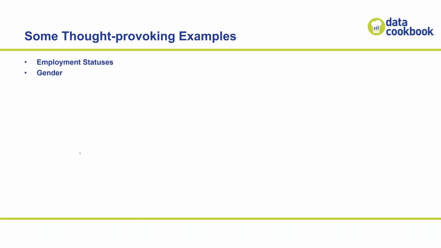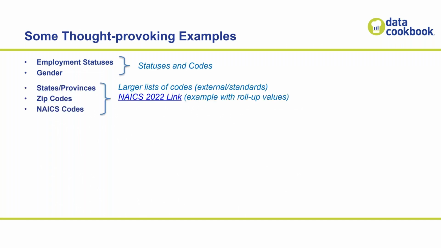So a couple of quick thought-provoking examples here to think a little bit more about. So employment status we talked about. Gender, these are relatively simple statuses and codes. States and provinces, or zip codes or NAICS codes, those are larger lists of codes that have external standards and might also have roll-ups. So if you're familiar with a NAICS code, that's a procurement code. So if in the United States I sell software, it has a particular code, but that might roll up to a general IT code. So that has those roll-up values.